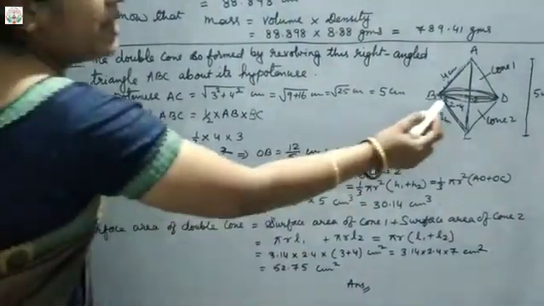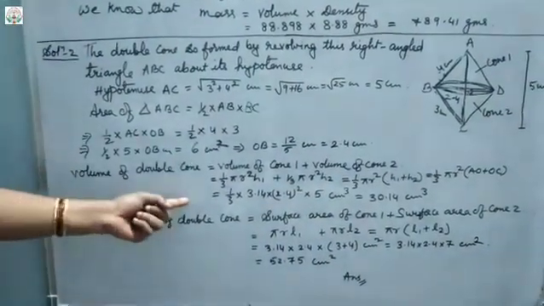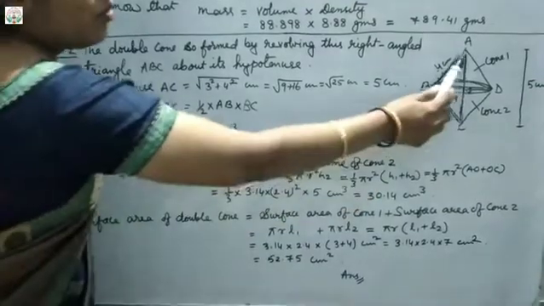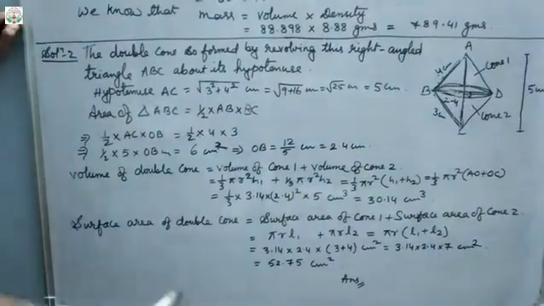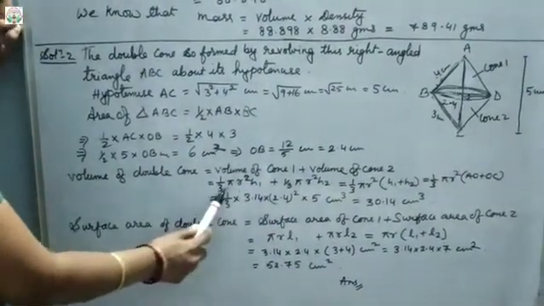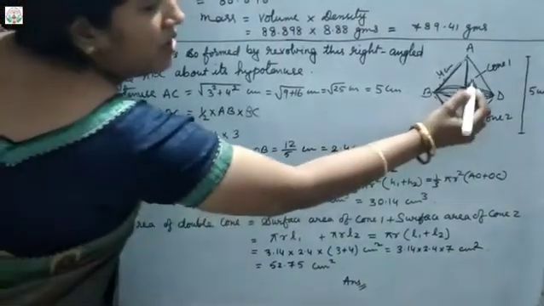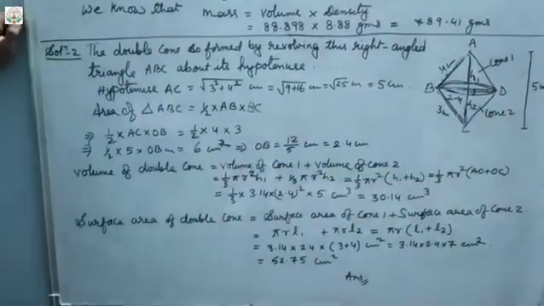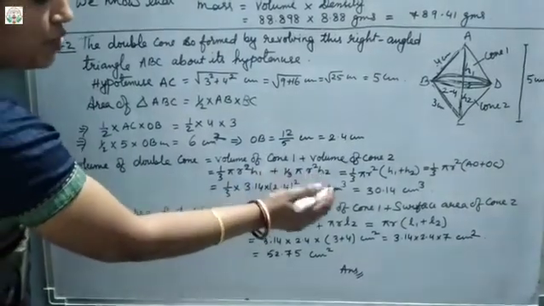Now volume of double cone. After getting radius and height, we can easily find the volume of cone, double cone. So volume of double cone equals volume of cone 1 plus volume of cone 2. So that is 1 by 3 pi r square h1. This is h1, this is h2. Plus 1 upon 3 pi r square h2.